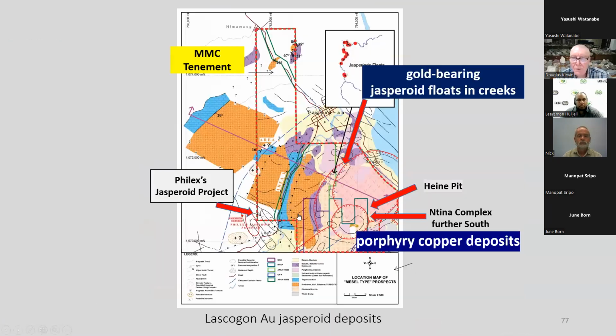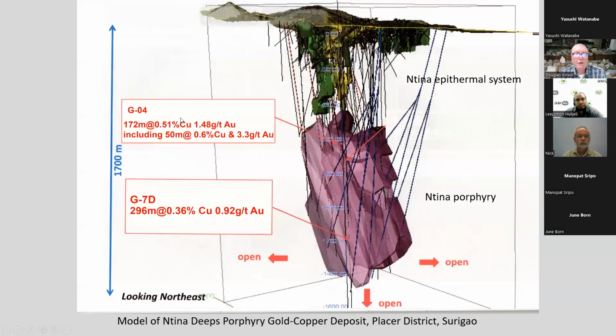If we move now to the porphyry mineralization, this plan shows where the gold-bearing jasperoid floats have been found, and where recent or relatively recent discoveries of significant porphyries have been found underneath known epithermal mineralization. So there's two jasperoid occurrences. There's Phylex's Las Kogan, and then there's MMC's Dulungan deposit sitting up here, and these are outbound of a major porphyry copper center.